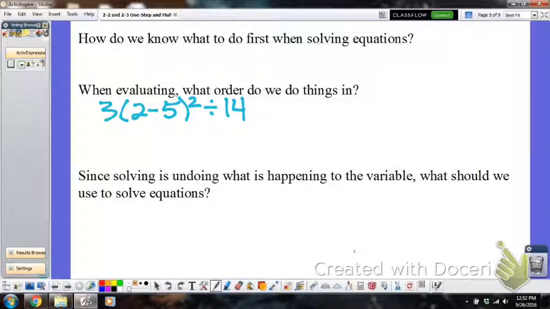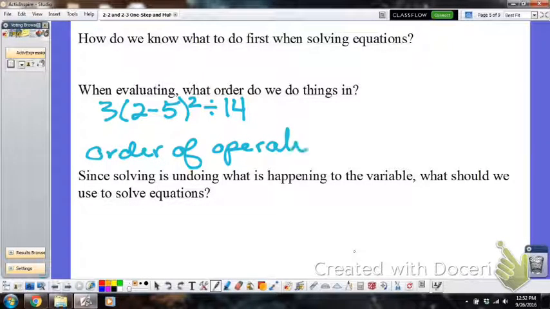Well, I would use my order of operations. Or in other words, my PEMDAS. We would use our order of operations to solve that. Or not, I'm sorry, to evaluate that. So since solving is undoing what happens to a variable, so instead of evaluating, we're solving, we're going backwards, we're undoing, what should we use to solve equations?